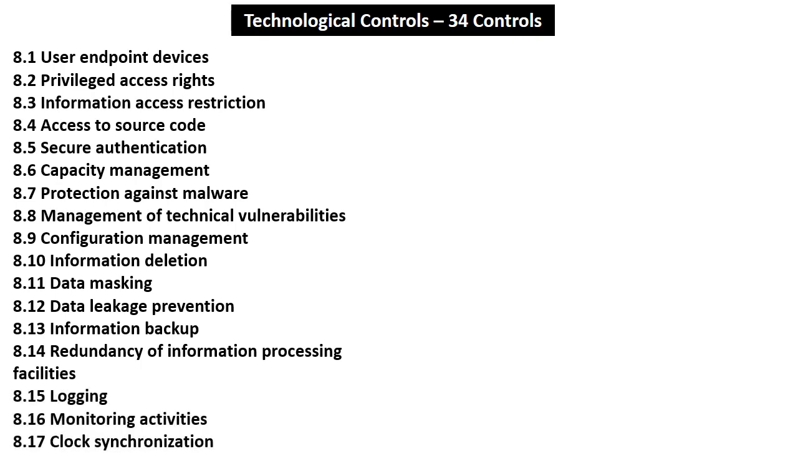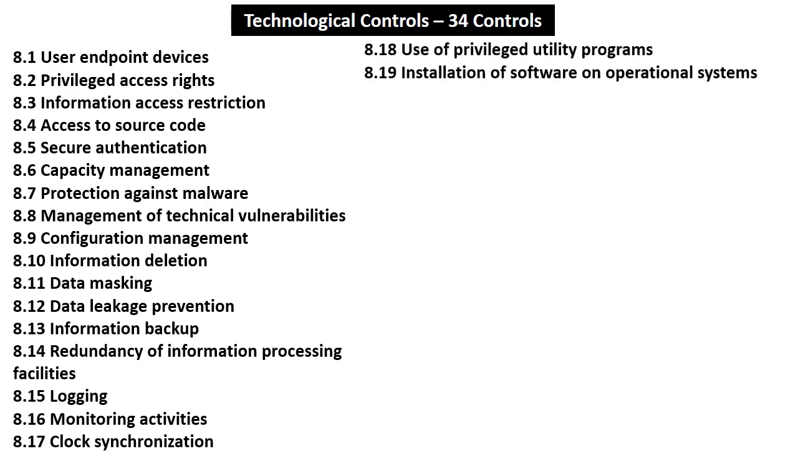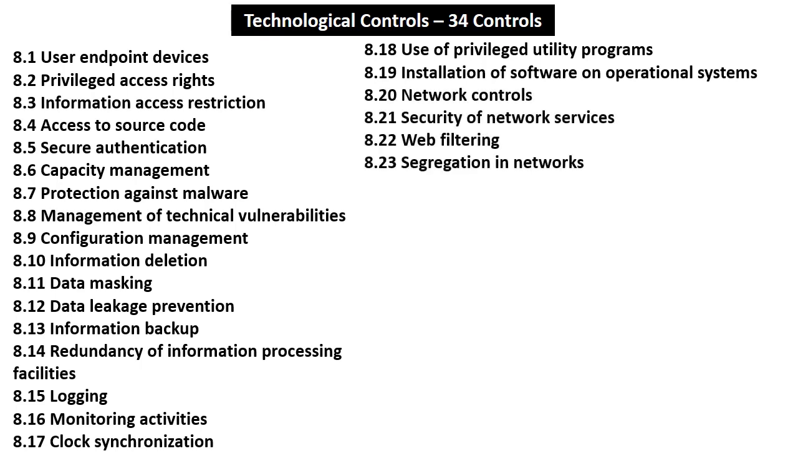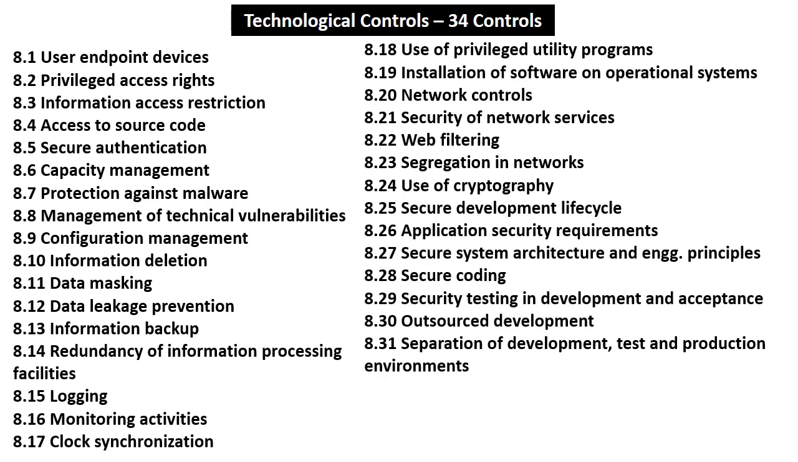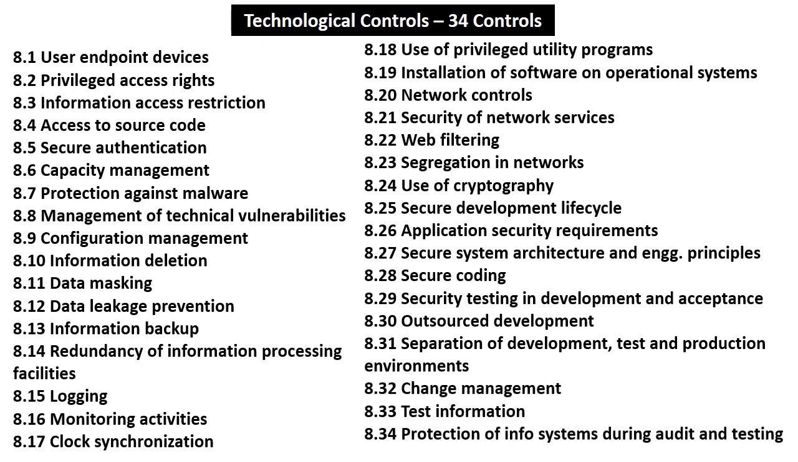8.15 and 8.16 are logging and monitoring controls. 8.18 and 8.19 are controls for use and installation of utility programs. From 8.20 to 8.23 are the network related controls, including web filtering, which is a new control. 8.24 is for cryptographic controls. 8.25 to 8.31 deals with SDLC or software development lifecycle and application security related controls. And finally, 8.32 to 8.34 are change management and audit related controls.